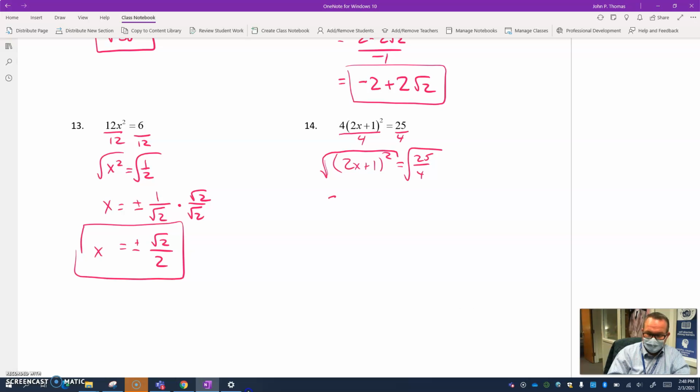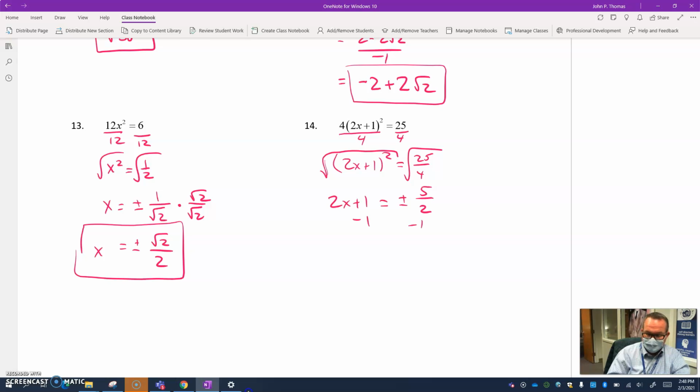When I do that, I get 2x plus 1 on this side. On the other side, I'm going to get a plus or minus, because when I square something, a negative or a positive goes to the same thing. Square root of 25 is 5, square root of 4 is 2, so I have 5 halves. Now I'll finish this out by subtracting 1.